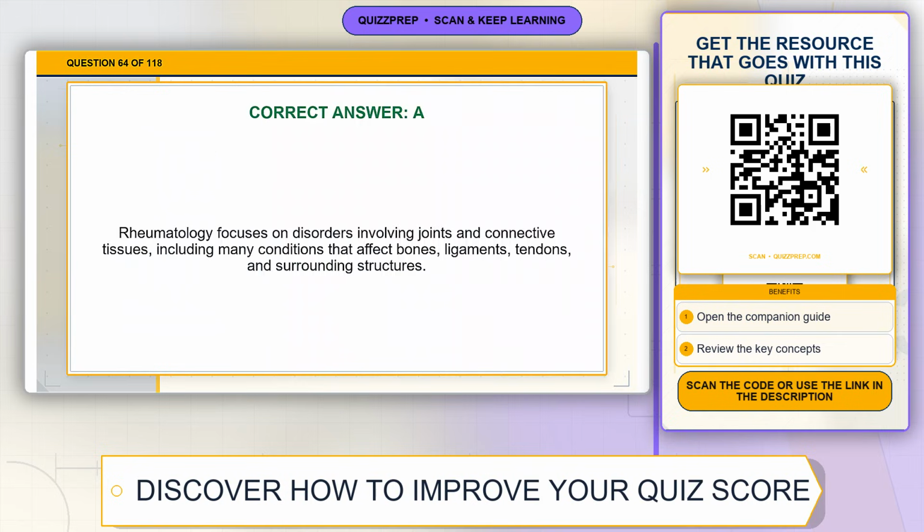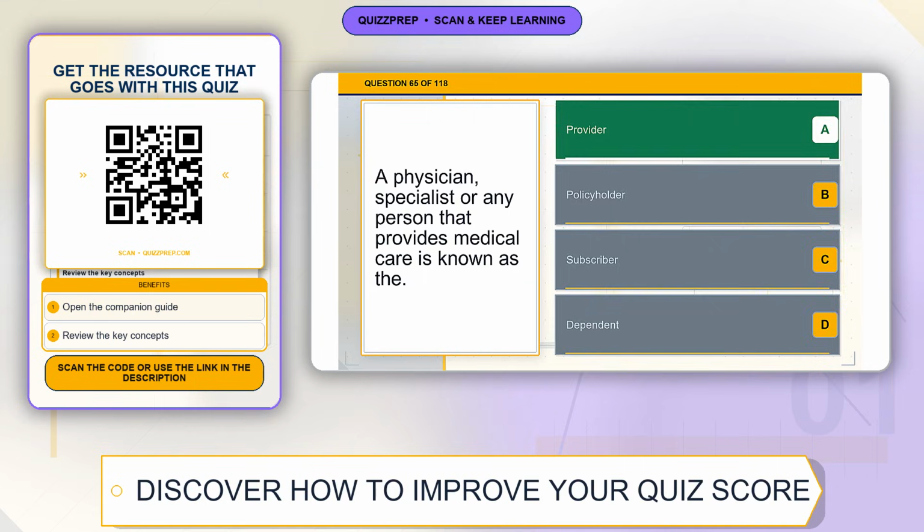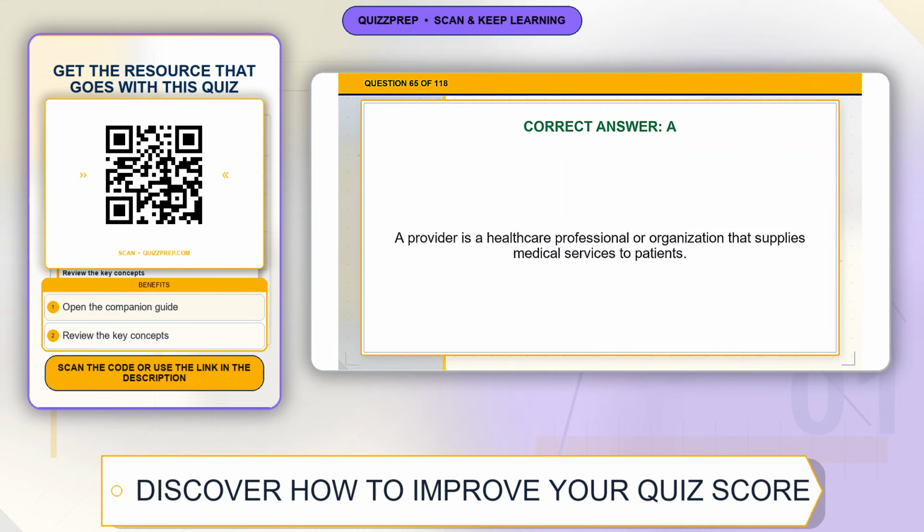Explanation. Rheumatology focuses on disorders involving joints and connective tissues, including many conditions that affect bones, ligaments, tendons, and surrounding structures. Question 65. A physician, specialist or any person that provides medical care is known as the: Option A, provider. Option B, policyholder. Option C, subscriber. Option D, dependent. The correct answer is option A, provider. Explanation. A provider is a healthcare professional or organization that supplies medical services to patients.